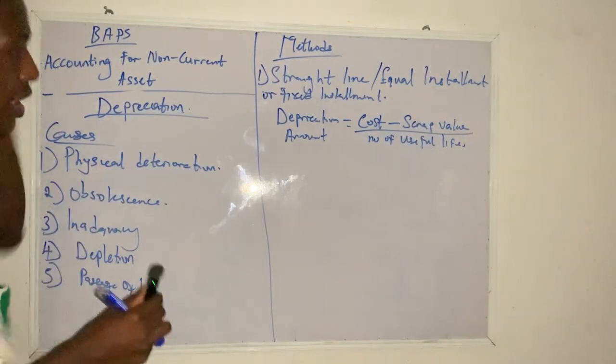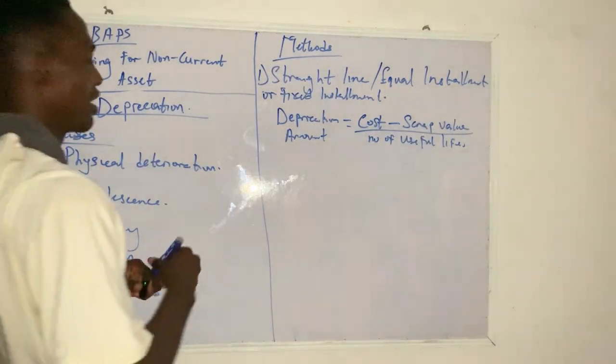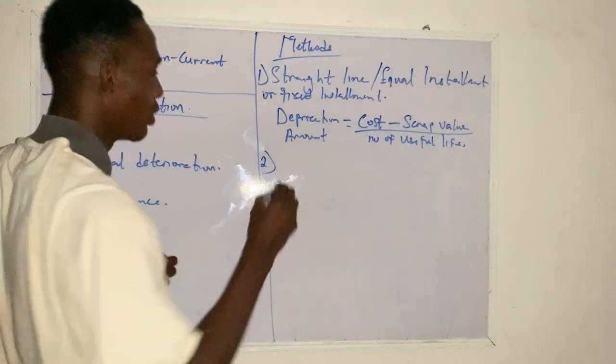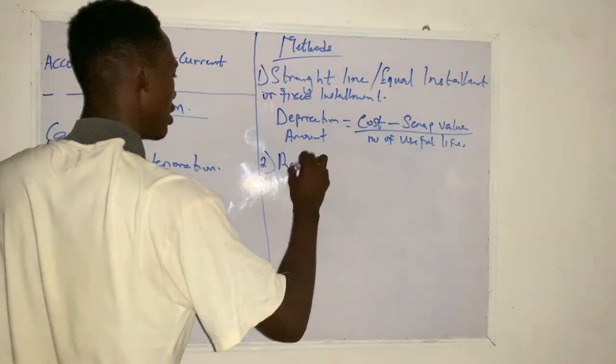You understand? Now the next one is what we call reducing balance method. Reducing balance. The keyword is reducing.